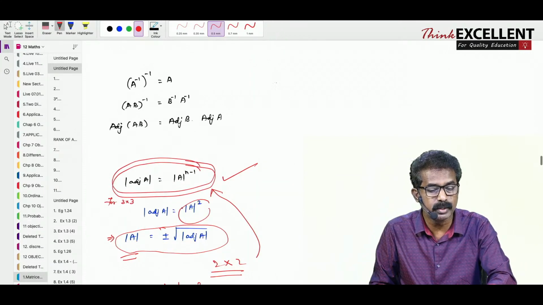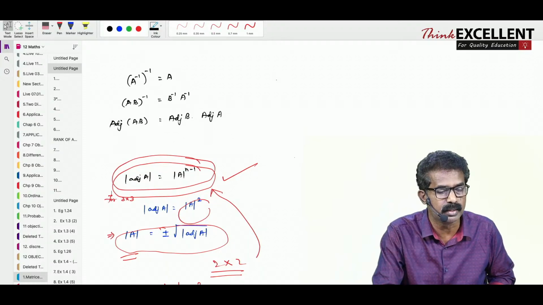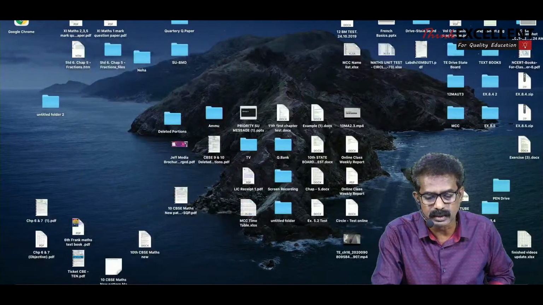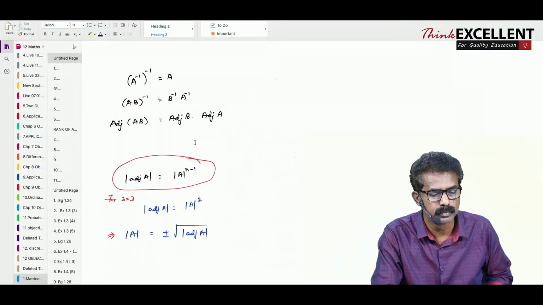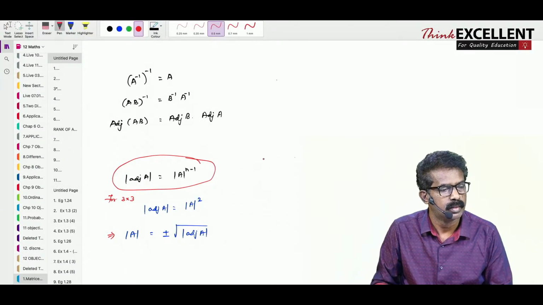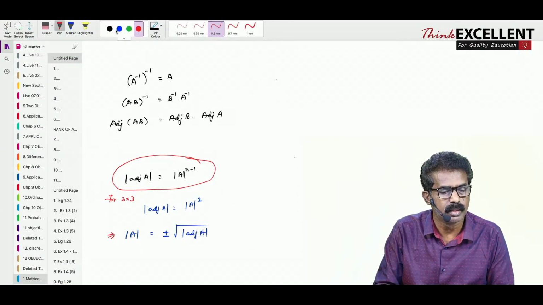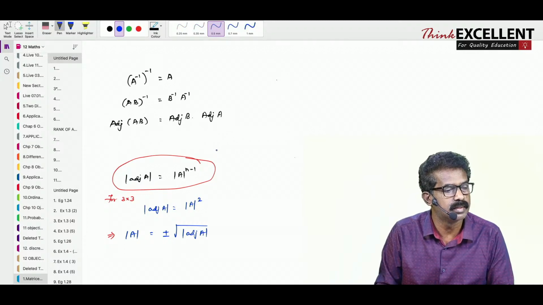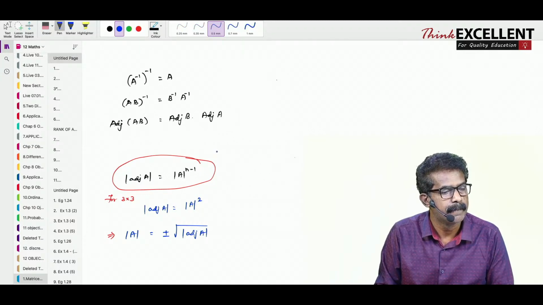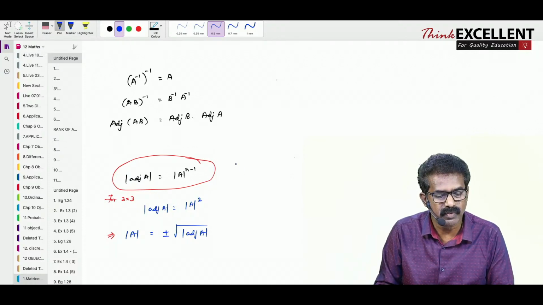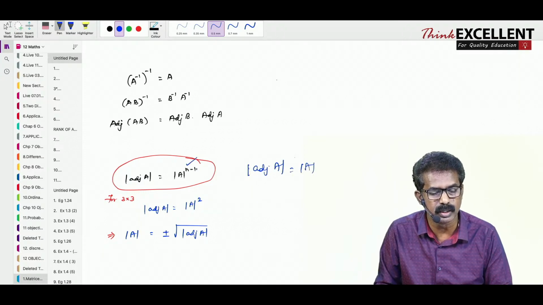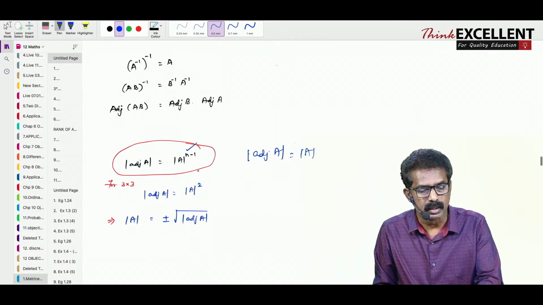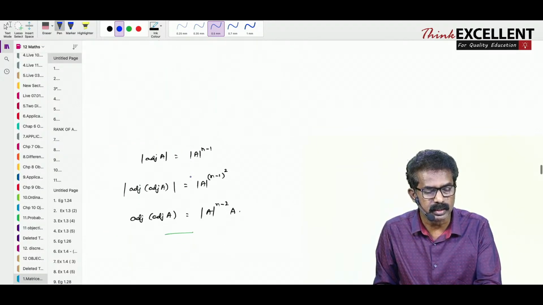Determinant A. For 2 by 2 I asked, right? Try to find out and post your answer. Yes, good. Nirmal got it right. Thirumalai got it. Yes, for 2 by 2, determinant adjoint A is equal to determinant A, right? Because n value is 2, 2 minus 1, it is 1. Okay, so these results you remember.